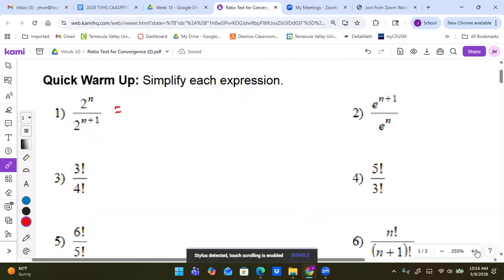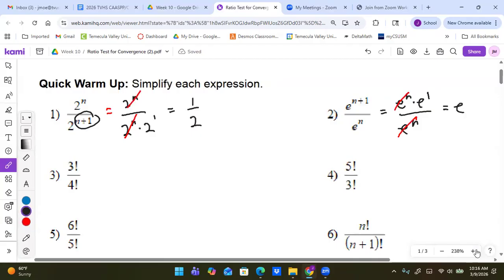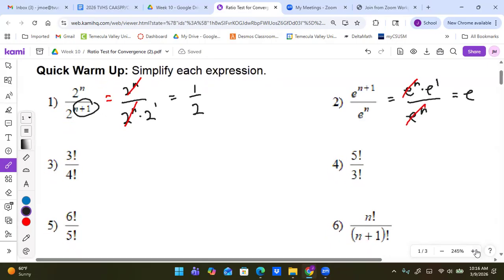Okay, so number 1, practice simplifying. Here's how you want to simplify. I'm always telling you to break up exponents. That's how you would simplify this, by breaking up the exponents just like this. And then you see now we can cancel the 2 to the power of n's, leaving behind just a 1/2. Okay, number 2, same thing. To simplify this, break up the exponent, and then cancel. The e to the n's, so e to the first power is just going to be e. Eventually you'll be able to simplify this in your head, but for now we're practicing expanding and breaking up the exponent.